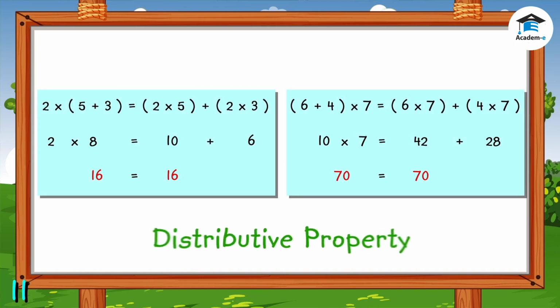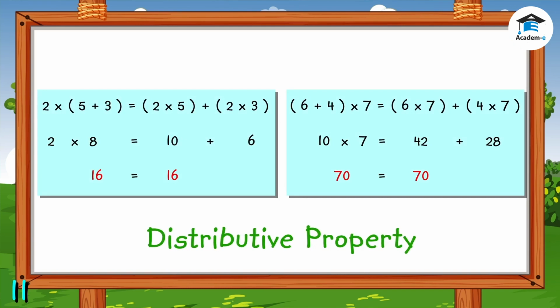Examples of distributive property. The product is the same even if you split the factor into two or more addends as long as the other factor is multiplied to each addend.